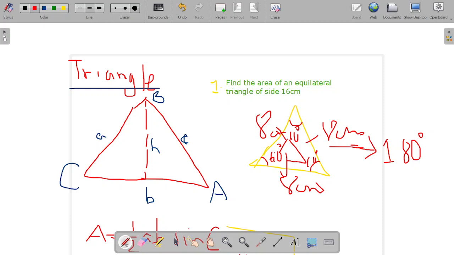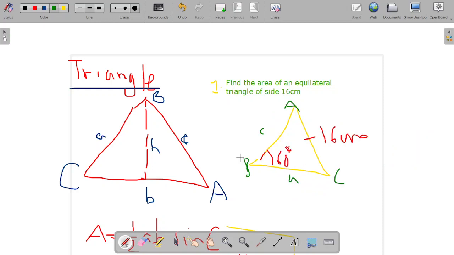So now, based on this question, we have an equilateral triangle of side 16 centimeters. So here we have 16 centimeters. Each of the sides is 16 centimeters, and definitely we have each of the angles as 60 degrees. When I have to find the area, we can label our triangle here as A, B, C. We have the small c here, which is the side, small a here, which is opposite, and the small b here. So that's what is done here as well.